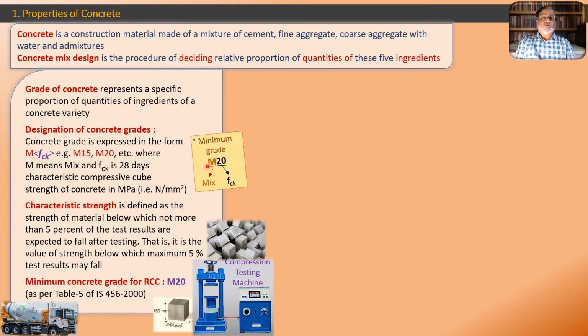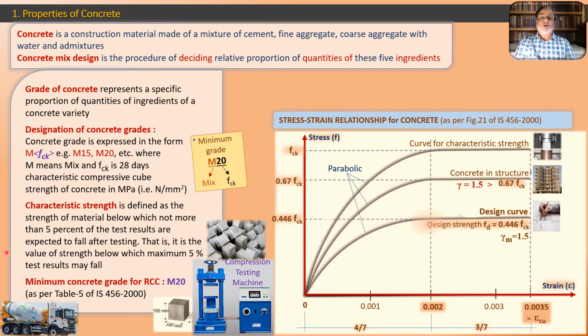So in short, we can say the minimum grade of concrete is M20. Here M stands for mix and 20 is fck in Newton per mm square for that concrete. Friends, now we proceed to the very important aspect of the properties of any material. For concrete also, that is the stress-strain curve of concrete.